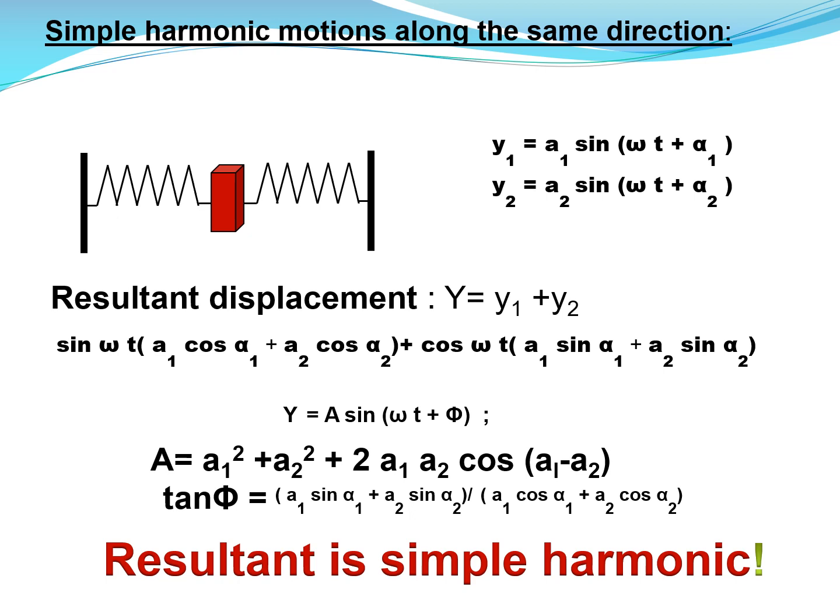Now as we expand sine of (a plus b), we end up with sine a cos b plus cos a sine b, and as we do the expansion, we get a resultant expression as capital Y is equal to capital A sine(omega t plus phi), where capital A squared is equal to a1 square plus a2 square plus 2 a1 a2 cos of (alpha 1 minus alpha 2), and tan phi, which is nothing but a1 sin alpha 1 plus a2 sin alpha 2 divided by a1 cos alpha 1 plus a2 cos alpha 2.